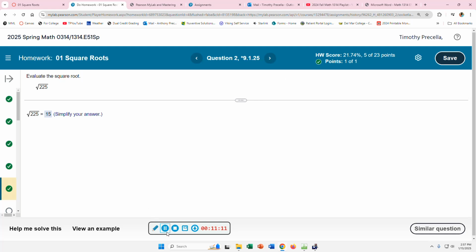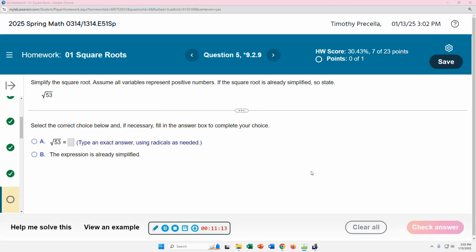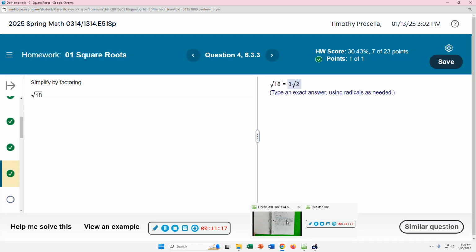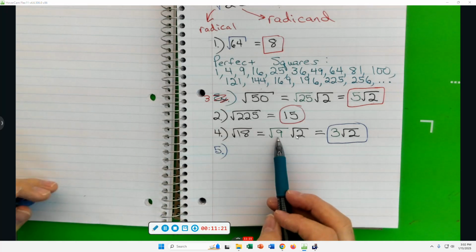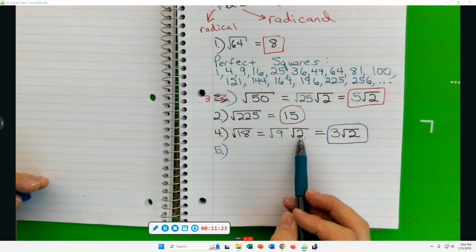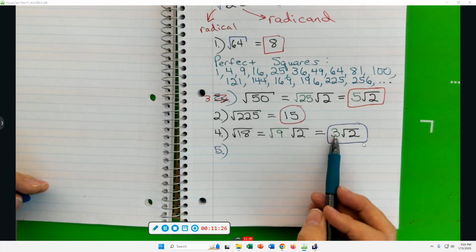Hold on a second. Number 5. Okay, so we've already done number 4. I think we missed it on the recording. The square root of 18, we said it was the square root of 9 times the square root of 2. The square root of 9 is 3.